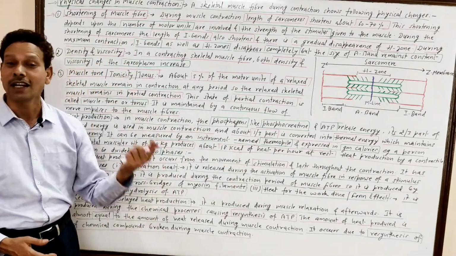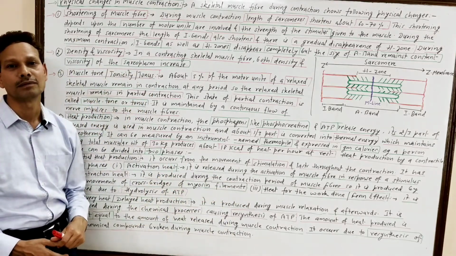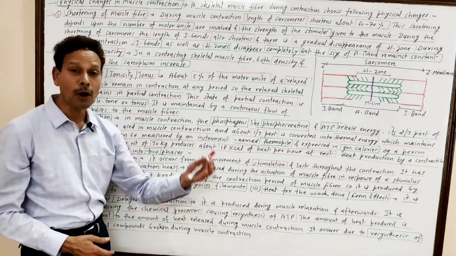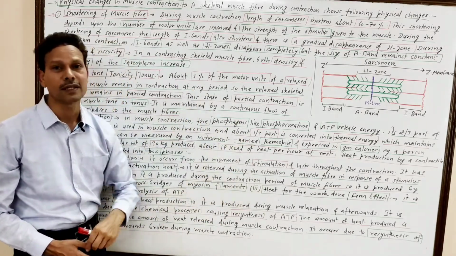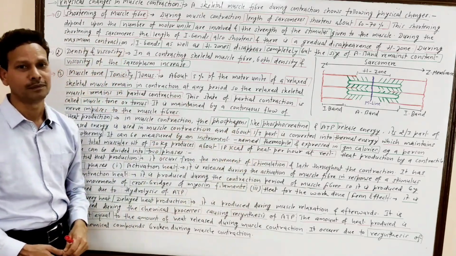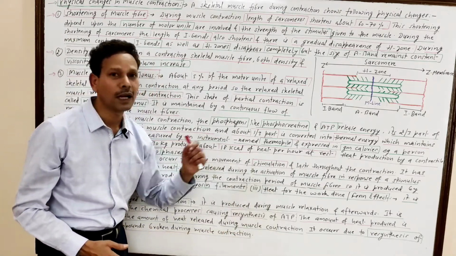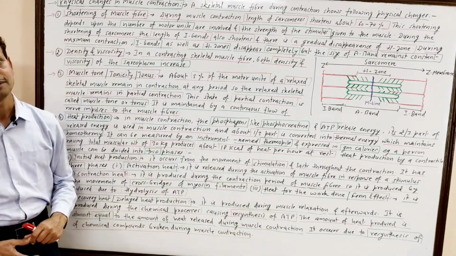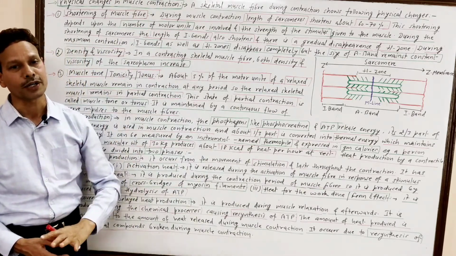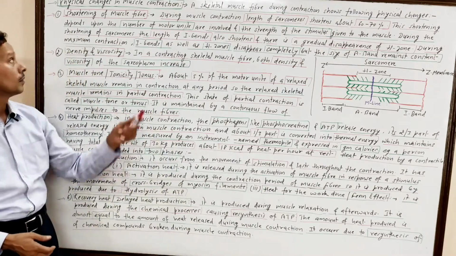synthesis of ATP. Dear students, in this delayed heat production, the amount of heat generated, the amount of energy of ATP resynthesized, is almost equal to the heat involved at the time of muscle contraction. This is all about heat production. Now, physical changes in muscle contraction.